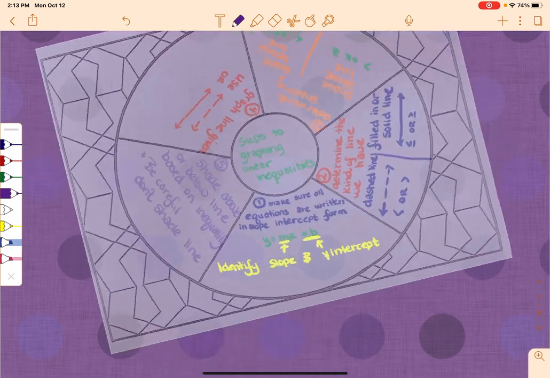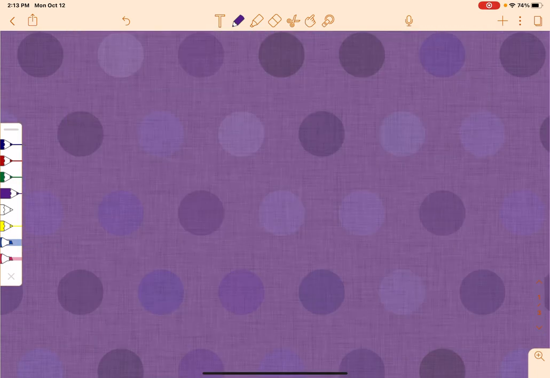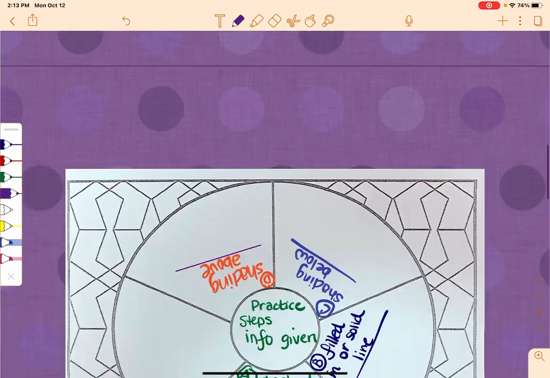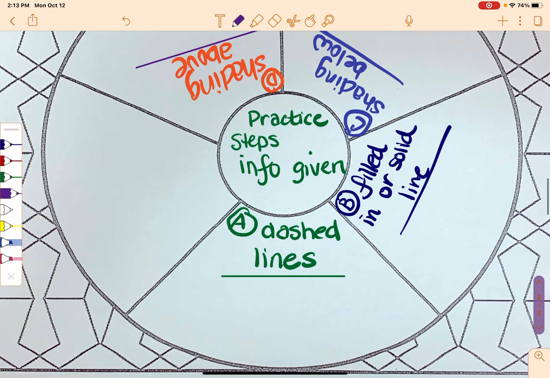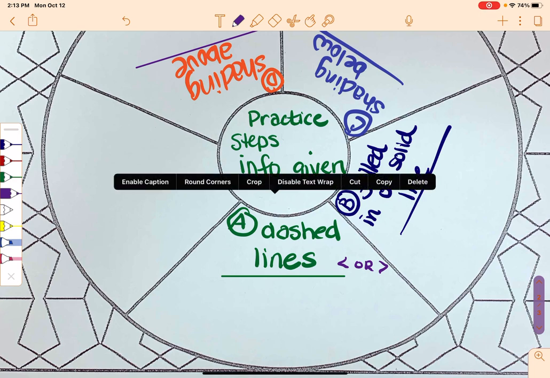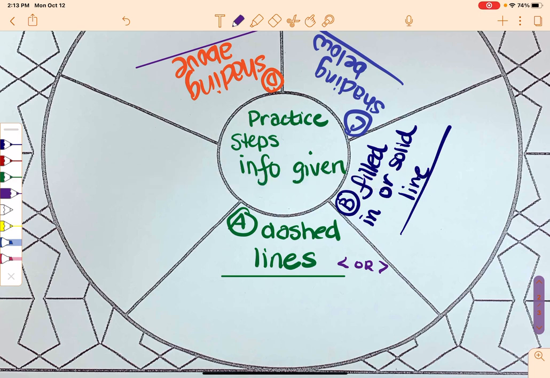Okay, so let me put this back the way it was. Let's talk about how we can practice some of this information that we have to make sure we have the big ideas taken care of. So first of all, if I'm going to practice the steps for the info that I'm given, if it's a dash line, remember it would have to be either less than or greater than. So that means this or this would be a dash line.